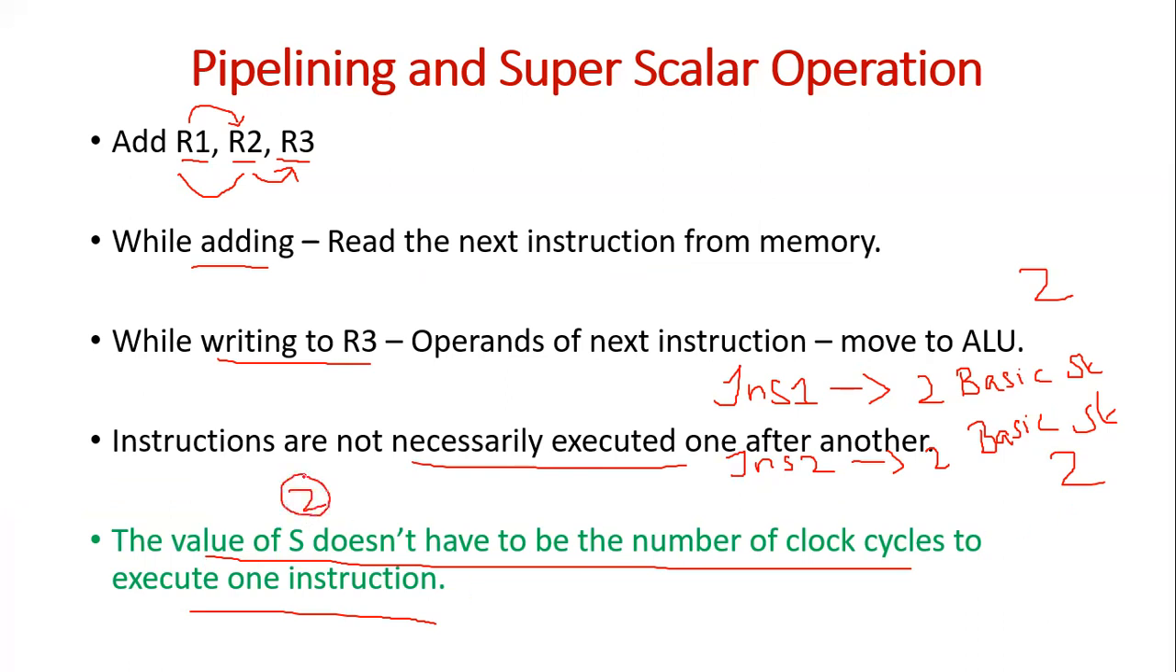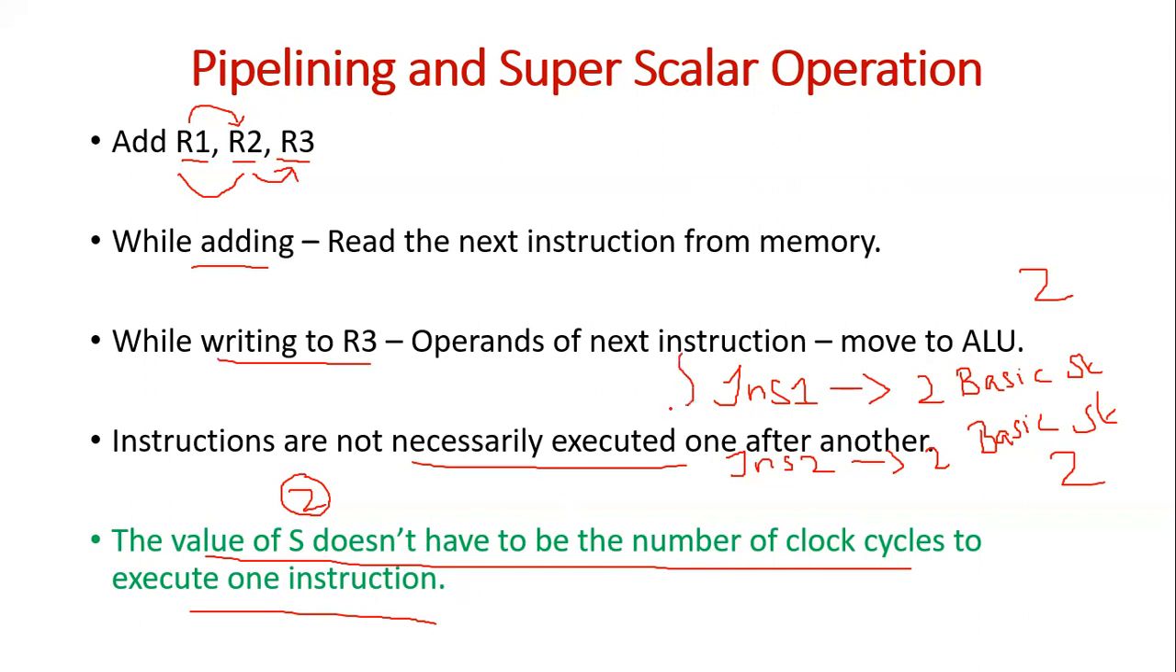So that is what the statement means. Here the value of S is equal to the number of clock cycles required to execute one instruction, because each instruction needs two basic steps, so it needs two clock cycles. This is for serial execution.